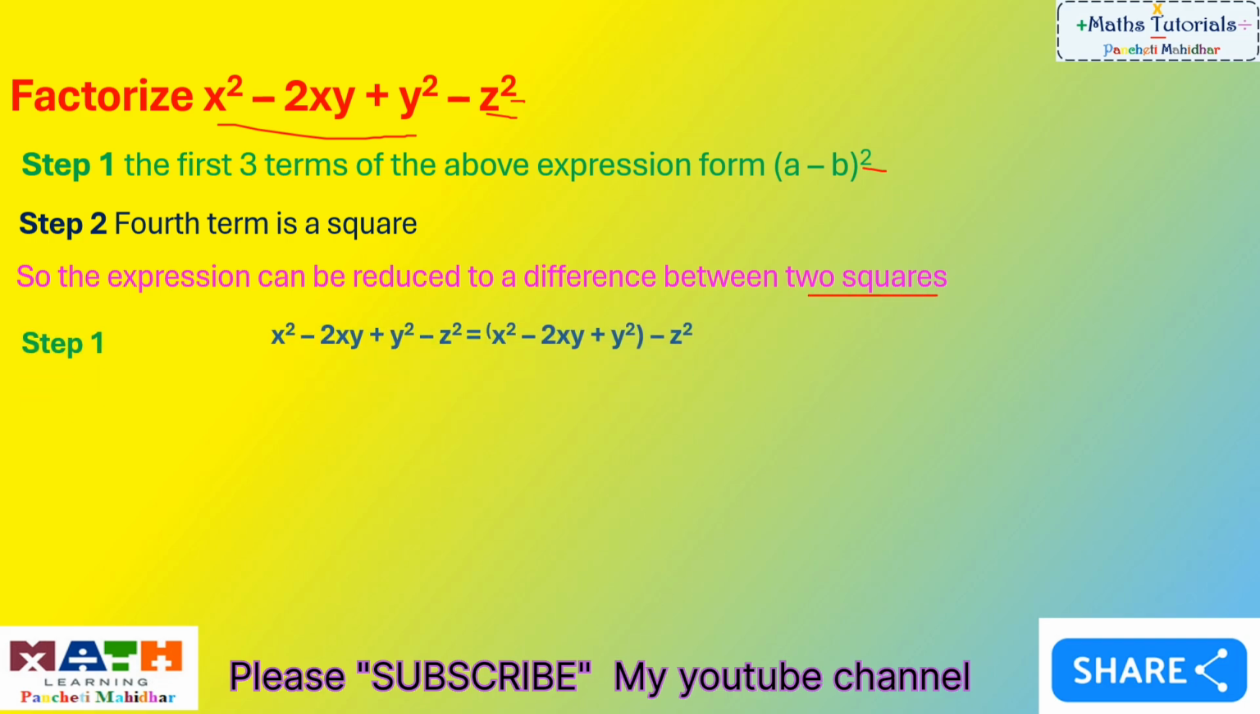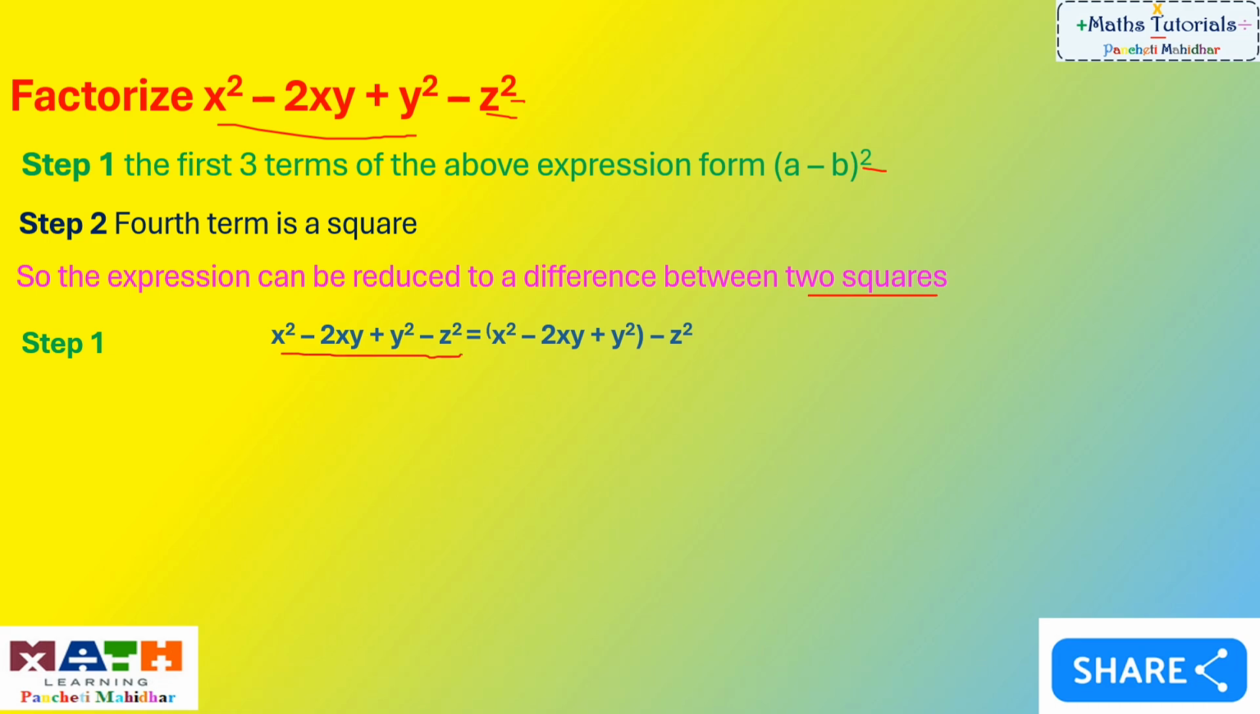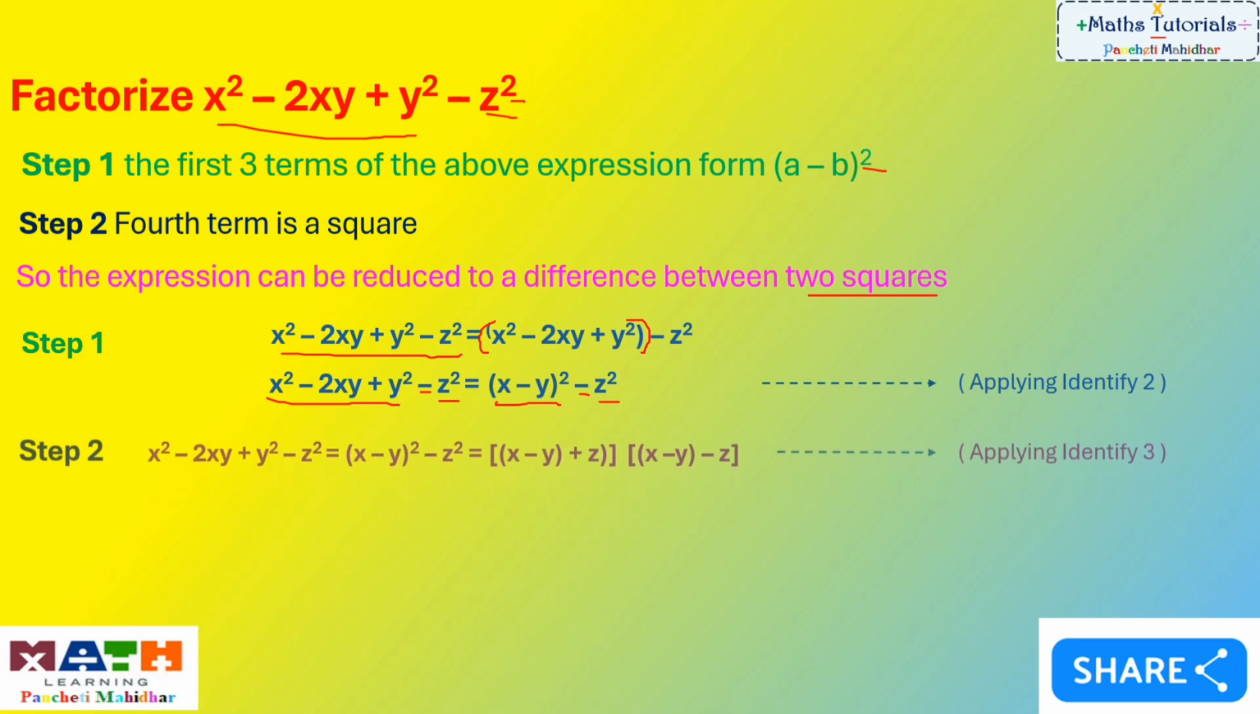Step 1, x square minus 2xy plus y square minus z square. We are putting a bracket over here so that it will form x minus y whole square minus z square. x square minus 2xy plus y square becomes x minus y whole square, minus as it is, z square will become z square as it is.